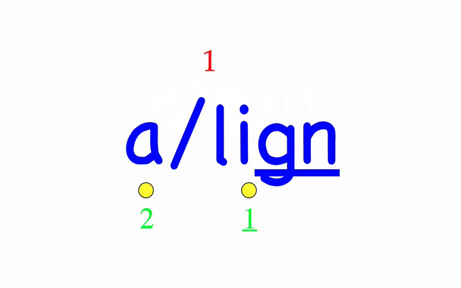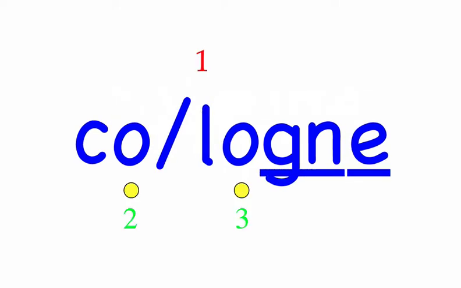Cologne. That is strong cologne you are wearing. Cologne. For spelling, pronounce this word co-lone. Co has 2 sounds. K, O. Lone, 3 sounds. L, O, N. Cologne. Mark the word.